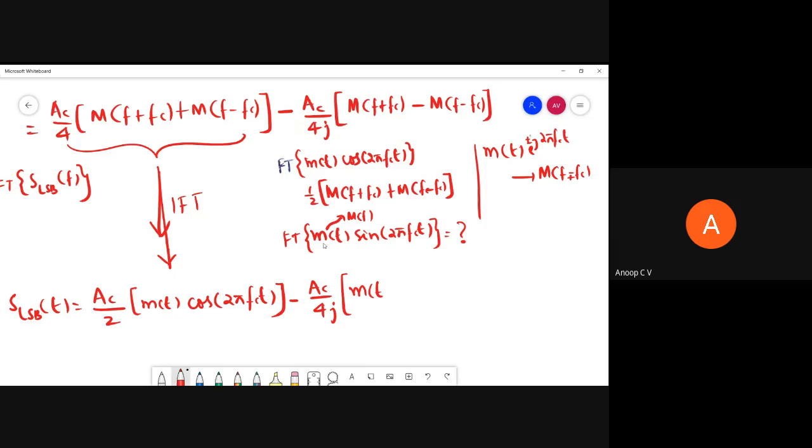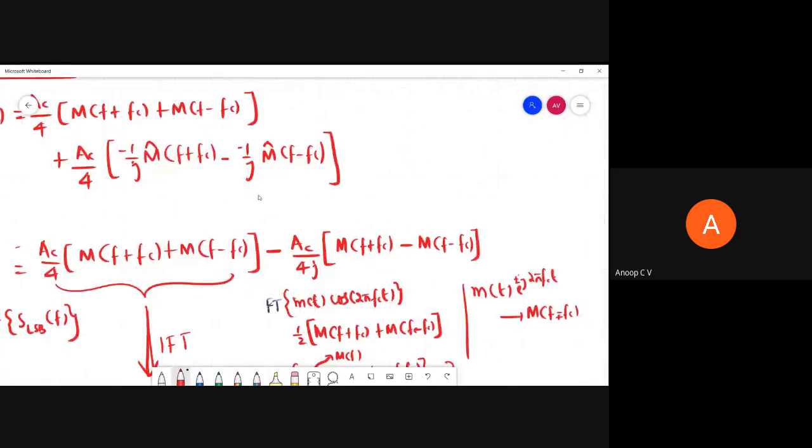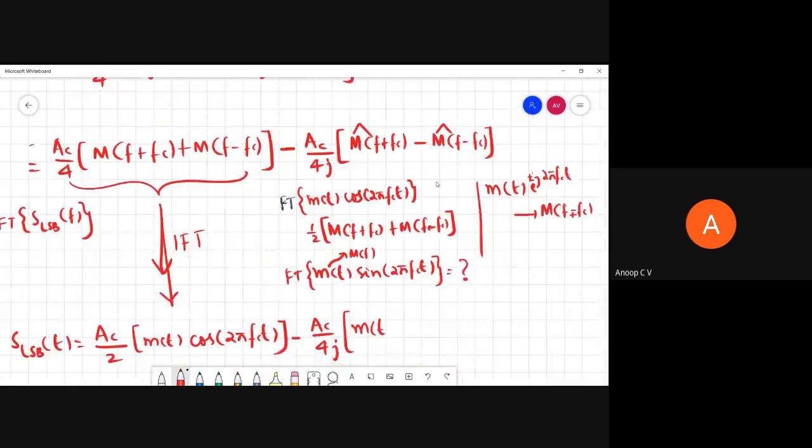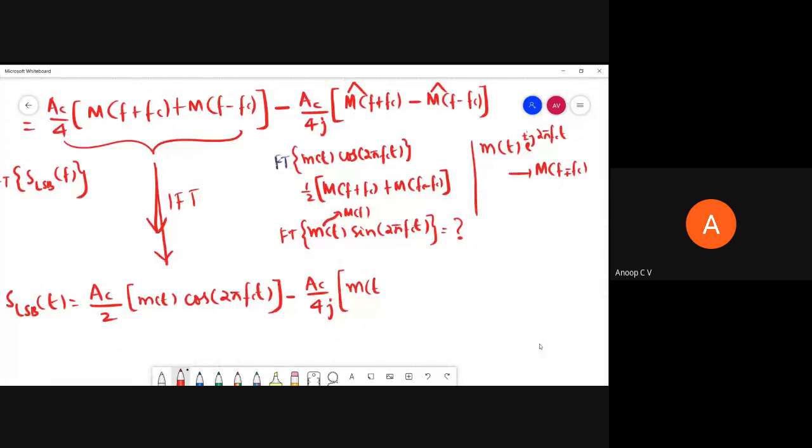It should be m cap, right? It should have been m cap. While taking it down from here to here, I missed that m cap. Please excuse. So it will actually be m cap of t into e^(−j2πfct), and minus this will actually be m cap of t into e^(j2πfct), right?